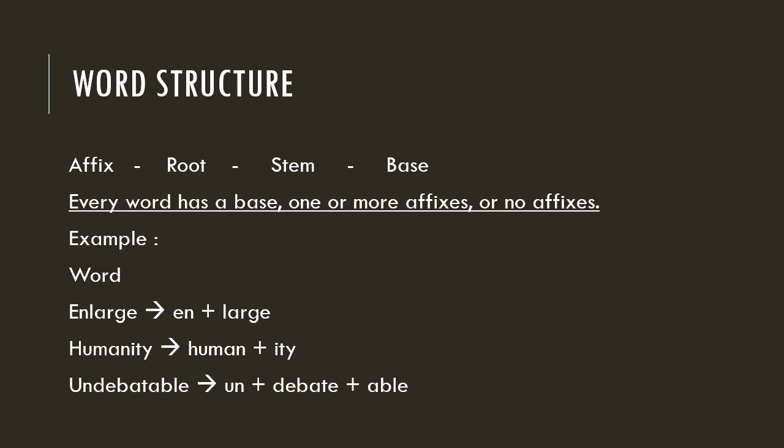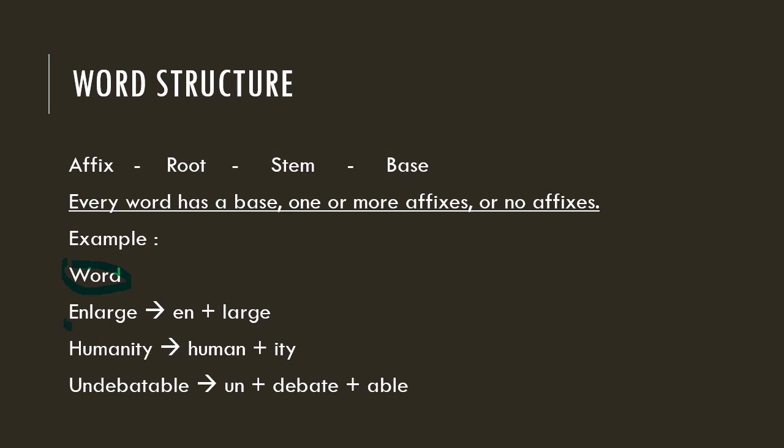Before we go further, here I have a statement about word: every word has a base, one or more affixes, or no affixes. So a word in English can be a base or the word itself, and also it can have one or more affixes or no affixes. The first one, you have the word word. It is the base and it has no affixes.